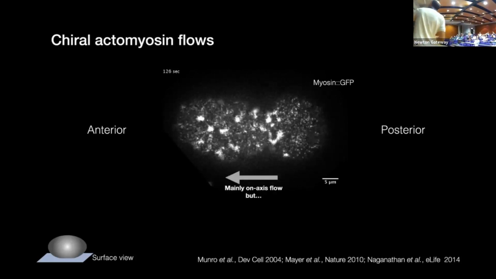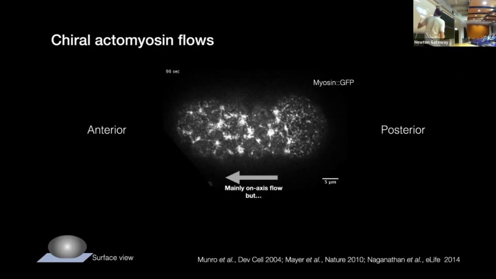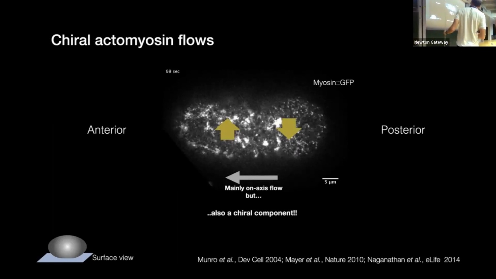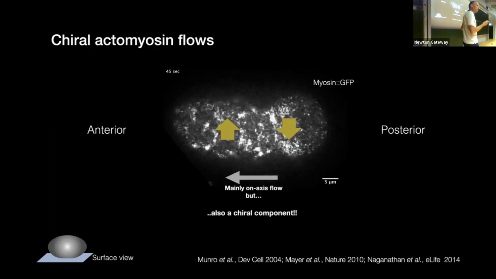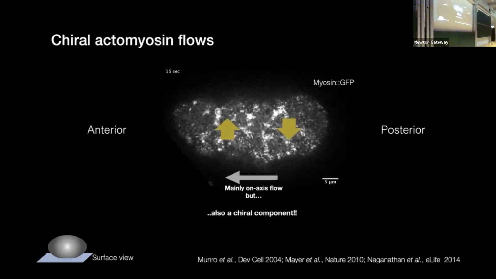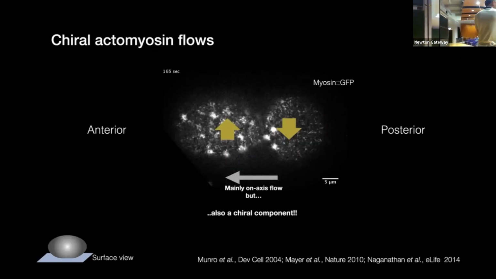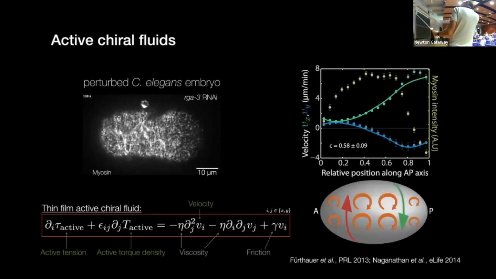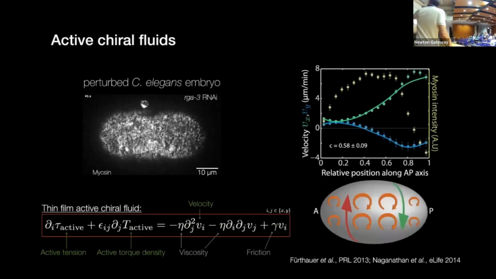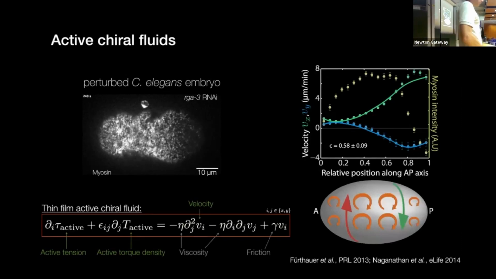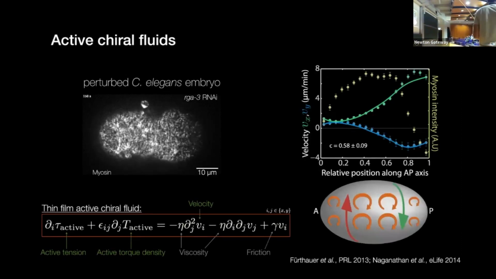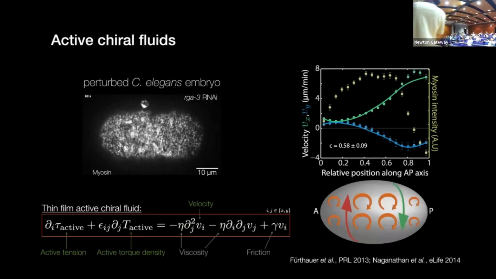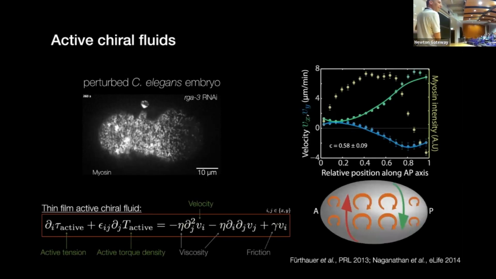But this looks like it's just flowing from this tip to this tip. That's not quite true. It's hard to see here, but if you quantify it, it becomes apparent. There's also a slight chiral aspect to this flow. This becomes amplified under particular perturbations, genetic perturbations that we can pursue. So here's a hyperchiral embryo. I guess you can see that it's rotating now.